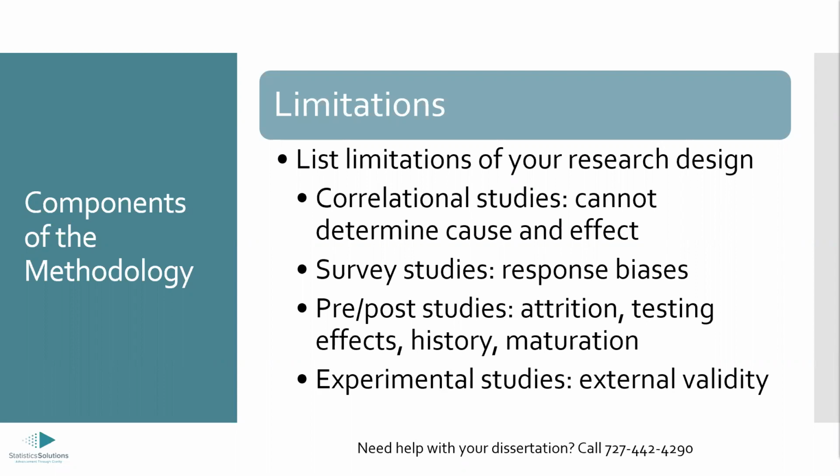For instance, in a survey study where a possible limitation is response bias, you could say that you're going to try to mitigate that limitation by ensuring the participants that their responses are confidential or anonymous, so that they'll be more likely to provide honest responses.